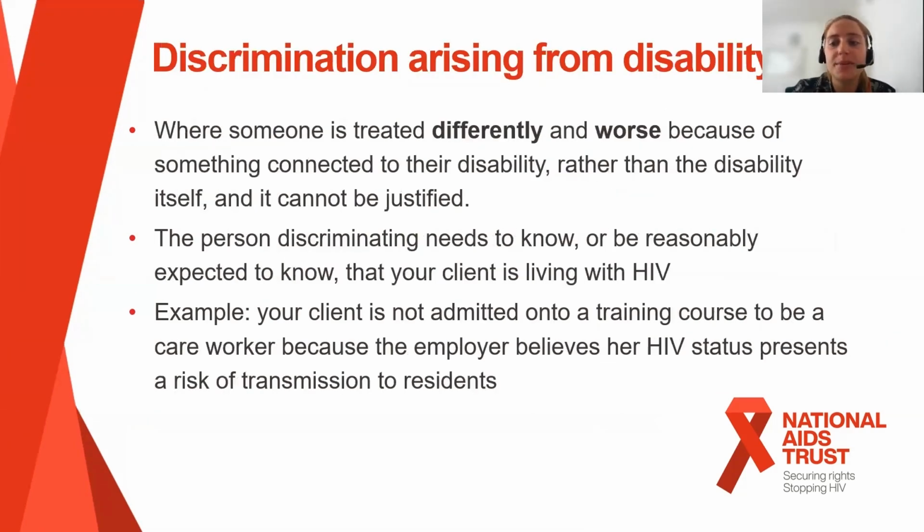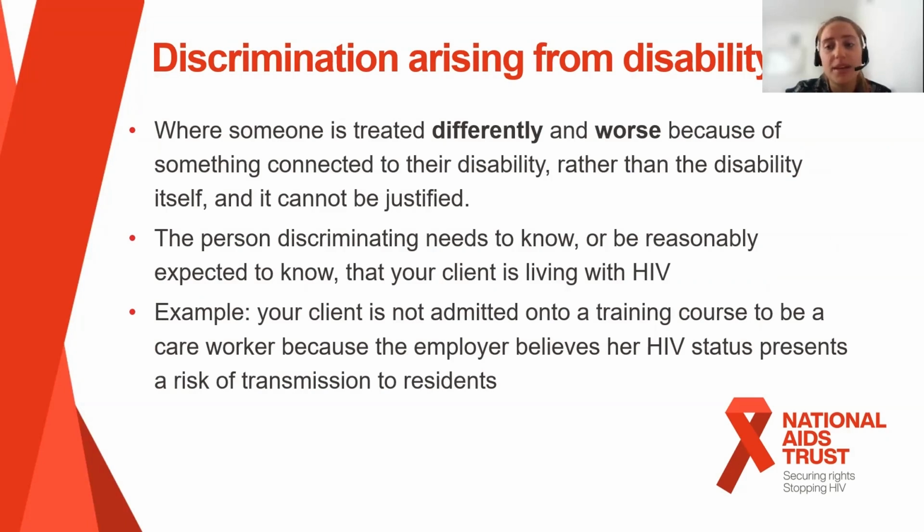And the second type of discrimination that can be justified is discrimination arising from a disability. This is when you're treated unfairly because of something connected to your disability rather than the disability itself, and it can be justified. So unlike direct discrimination, there's no need to compare your situation with that of someone else. All you need to show is that you were treated unfavorably because of something to do with your disability. And to prove discrimination arising from a disability, the person discriminating needs to know, or could reasonably be expected to know, that your client is living with HIV.